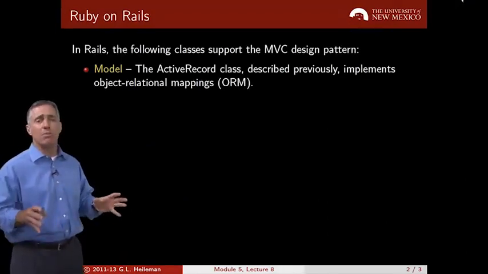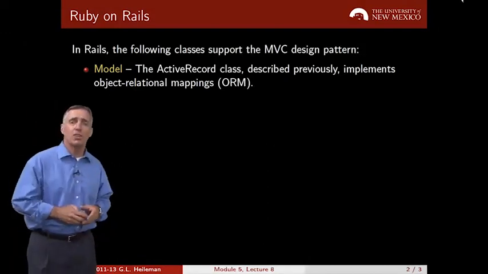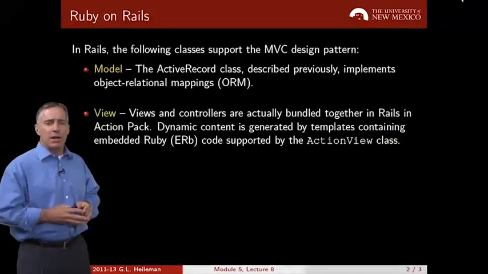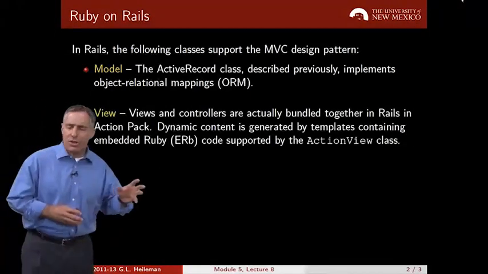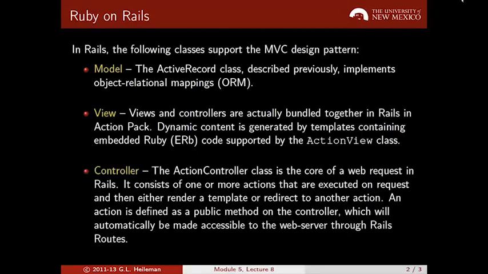We've already talked about the model. It's supported by the Active Record class, and it performs this object relational mapping that's very important that we'll use. The view, they're actually bundled together in Rails in something called Action Pack, right? We've talked about this. Dynamic content is generated by templates that are embedded using ERB, which is embedded Ruby, supported by this Action View class that we're going to talk about in the next module.